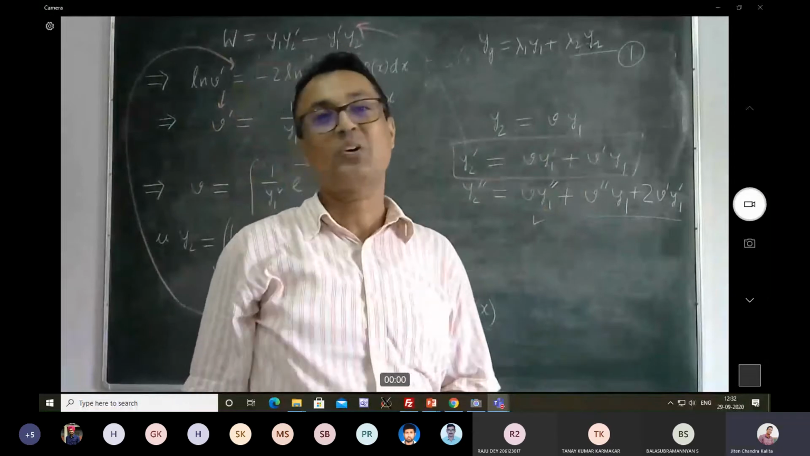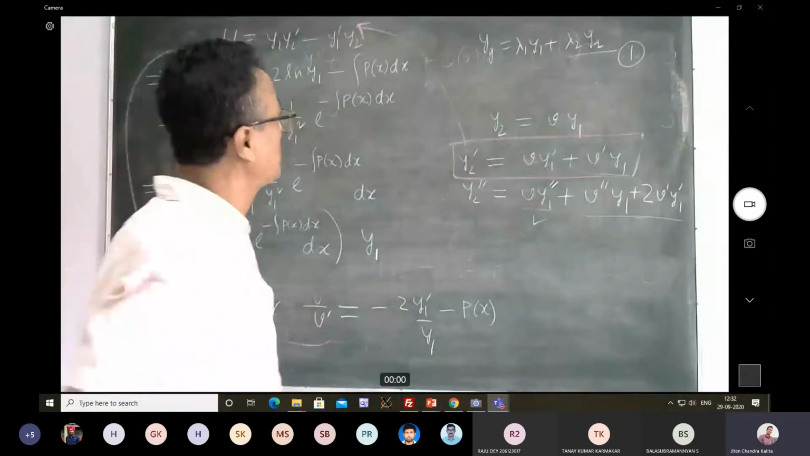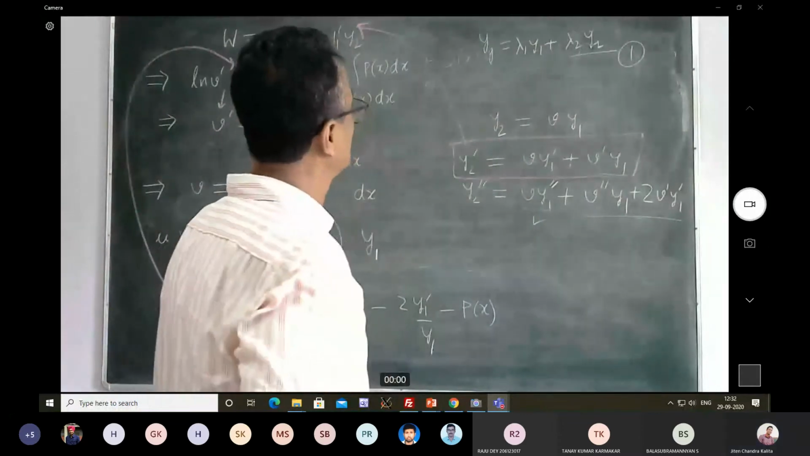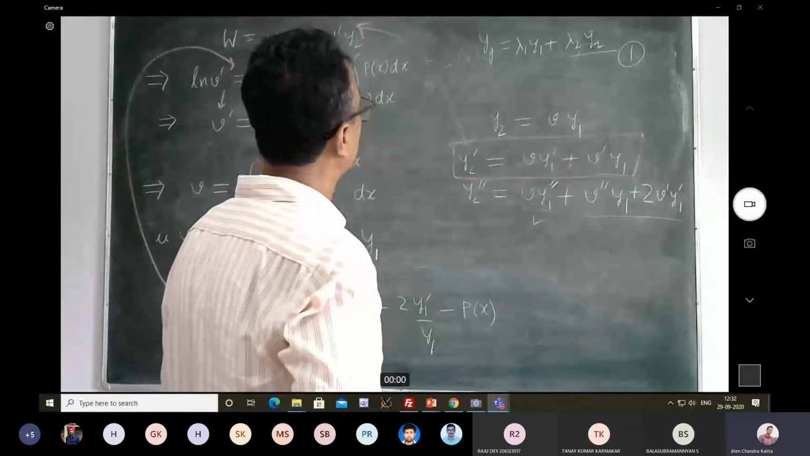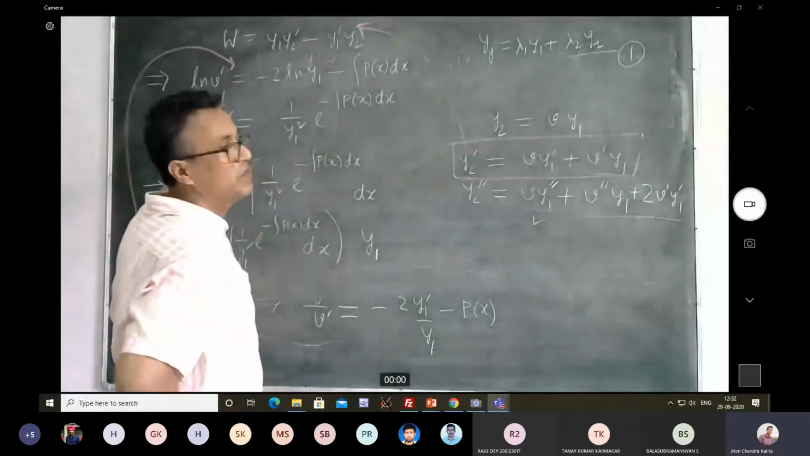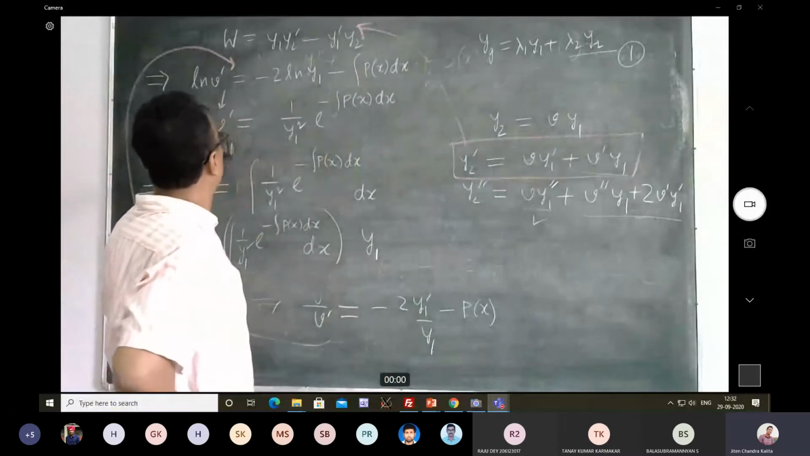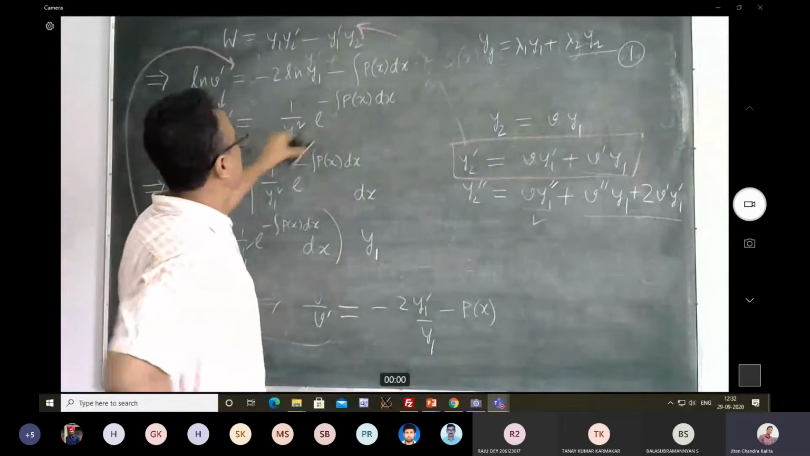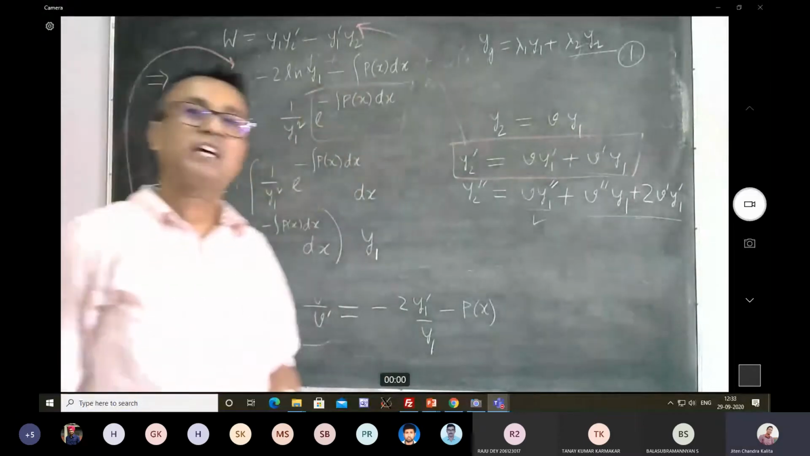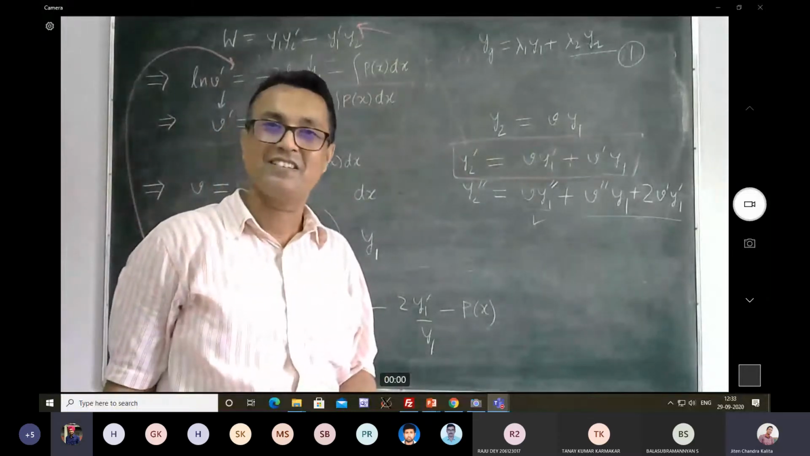Are you getting my point? You are going to get something like v prime y1 square, I guess. And you already have the value of v prime here, isn't it? Fine. So if you get v prime y1 square, you are going to be left only with this term, which you know, being an exponential function, is non-zero. Is it okay? Fine?